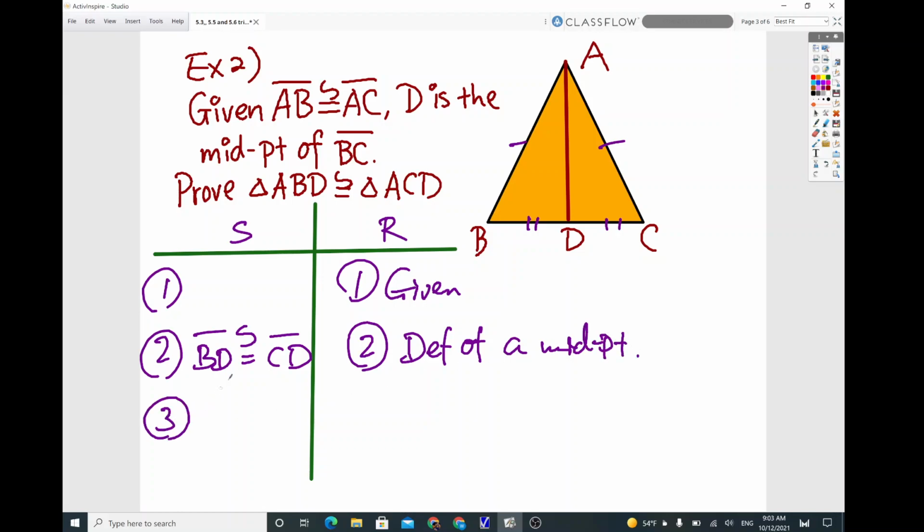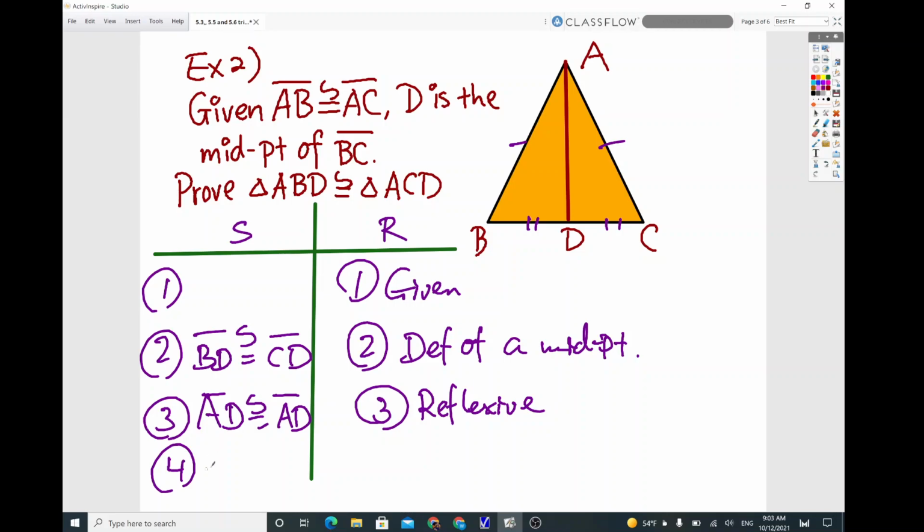And then for step 3, one thing that both triangles share in common is segment AD, so segment AD is congruent to segment AD. The reason for that, since there's only one element, is the reflexive property of equality. And then finally, you can state that triangle ABD is congruent to triangle ACD. And the reason for this one is side, side, side.